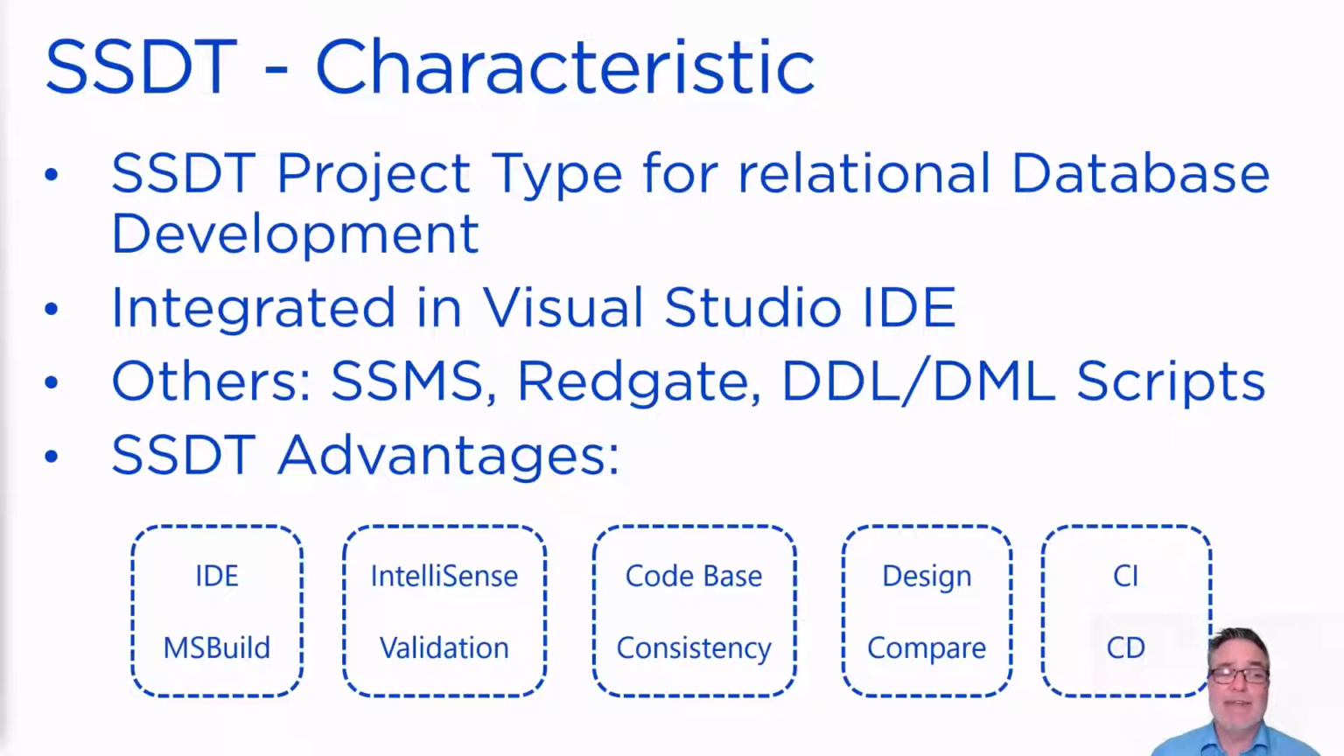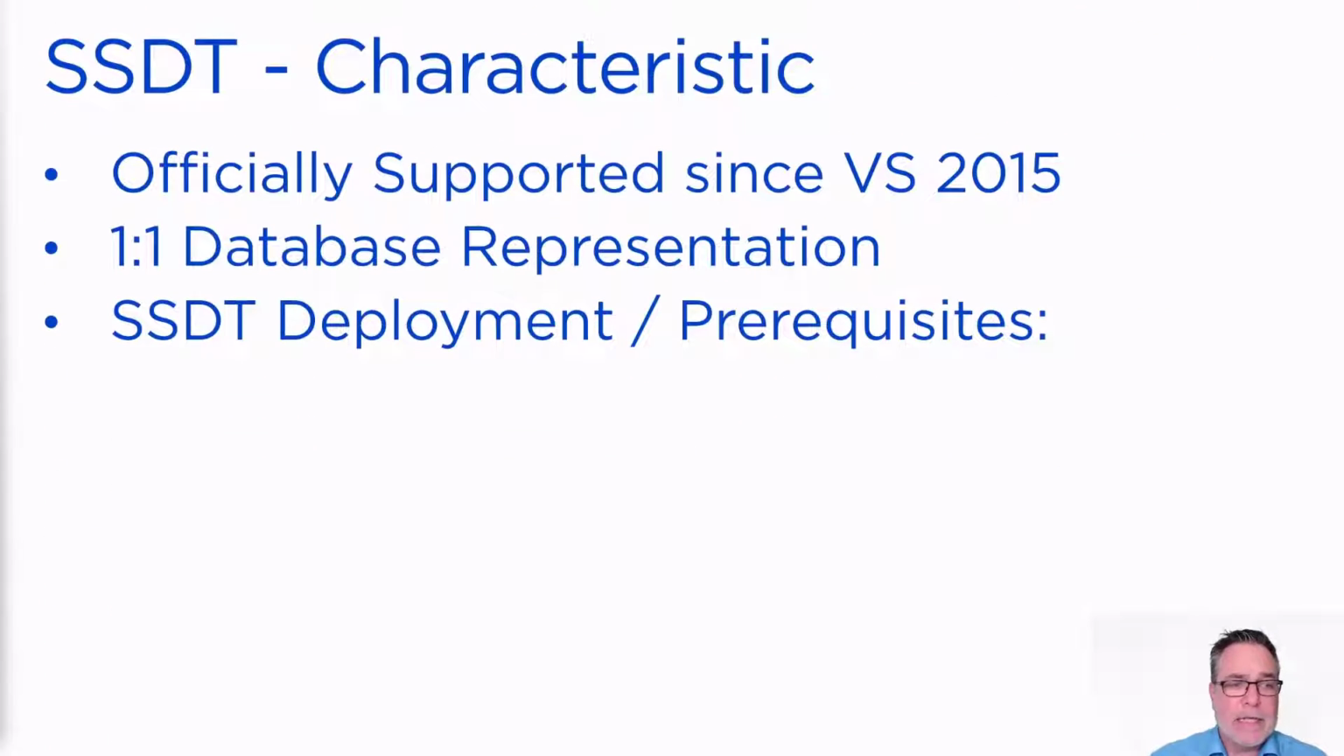Yeah, this is the last point. We can easily integrate it in CI/CD automation, so continuous integration to build up this schema definition file, and in the continuous deployment, we can deploy it to our target database in our process. So, sounds really good. It is good. It's free. It's there since 2015. We have a one-by-one database representation in our code in Visual Studio or in our tools we like to use.